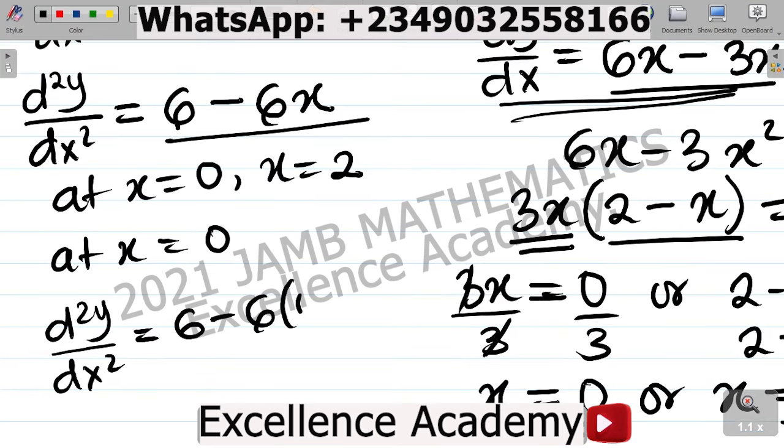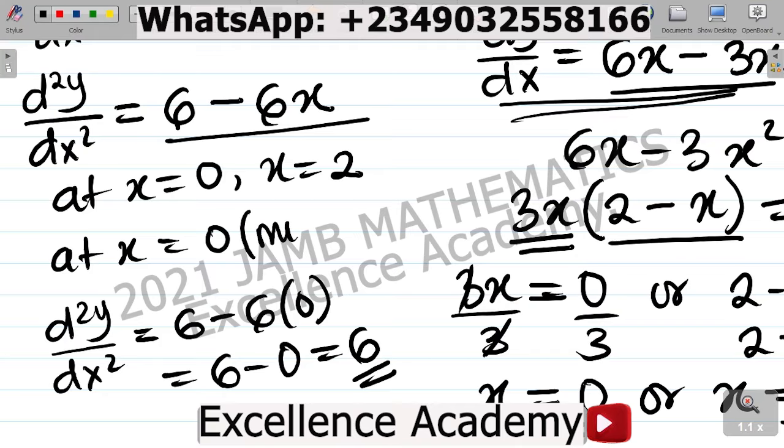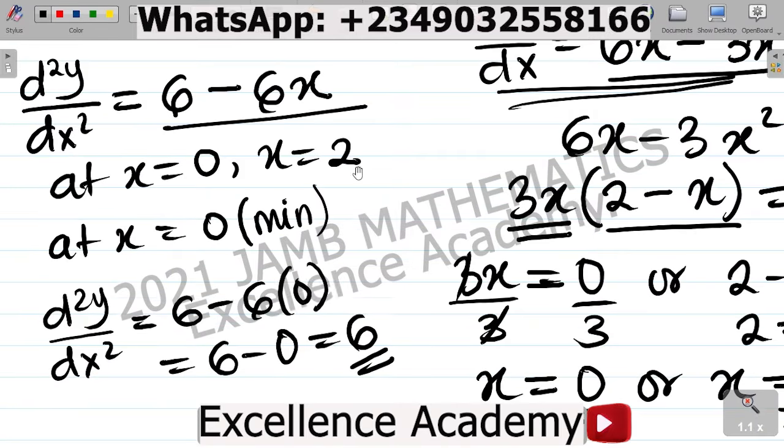minus 6 times x. x is now 0. This is simply 6 minus 6 times 0 is 0. This gives us 6, positive 6. That means x equal to 0 is not the maximum, it is the minimum. For maximum, it has to be negative. We said that. That means automatically 2 is my maximum.